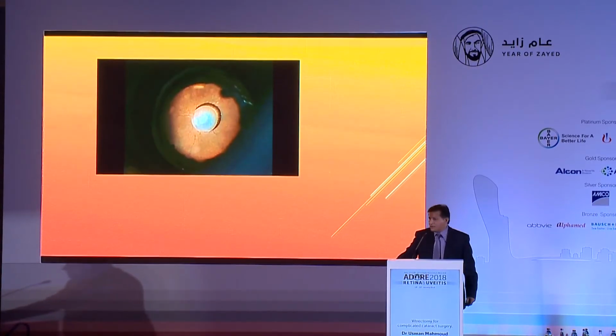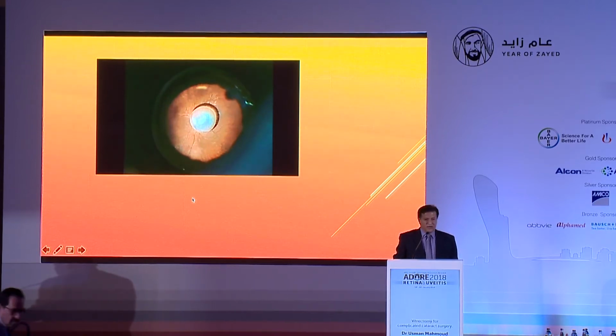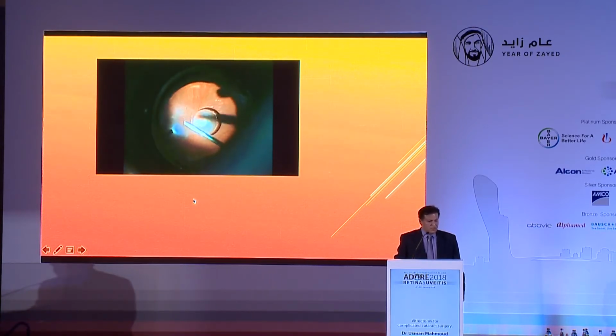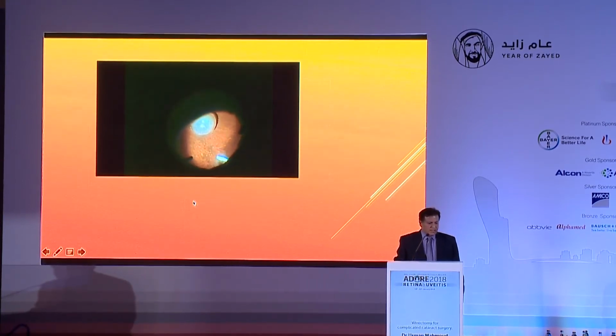Can you play the video, please? So this is a video where you can see a full nucleus which has dropped right at the bottom, sitting on the posterior pole. I normally start, after the induction of the PVD, with the core vitrectomy, and I'm quite keen to remove the complete vitreous.